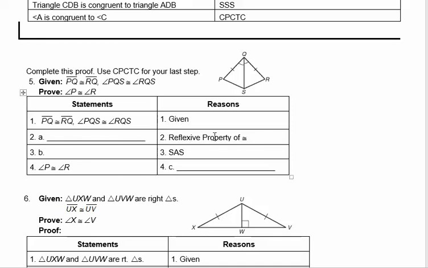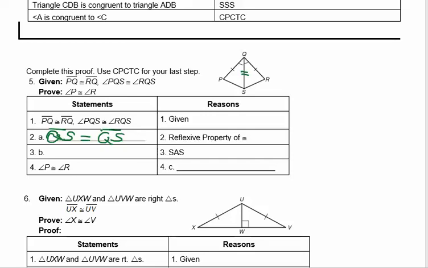Now, the big giant hint is that we next need to use the reflexive property. The reflexive property says that if you share a side or share an angle sometimes, then you can use the reflexive property to say that it is congruent to itself. And that's what we have. We have that side QS is congruent to side QS because of the reflexive property. Both of those triangles share that side, so we need a third thing.